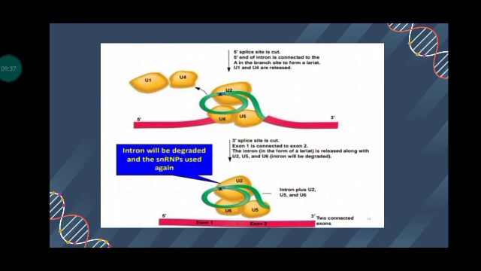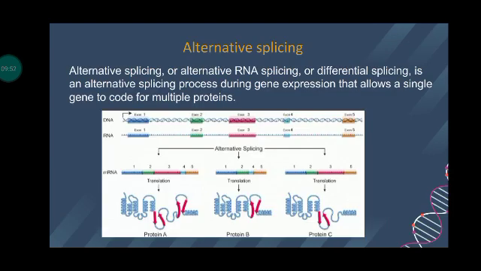And this intron, which is in the form of a lariat, is released along with other factors, that is U2, U5 and U6. And now the released intron will be degraded. And finally, exon 1 and exon 2 are connected. This is how the splicing process takes place.